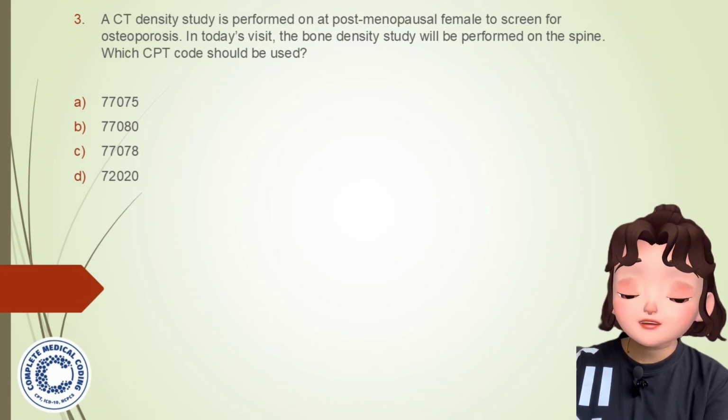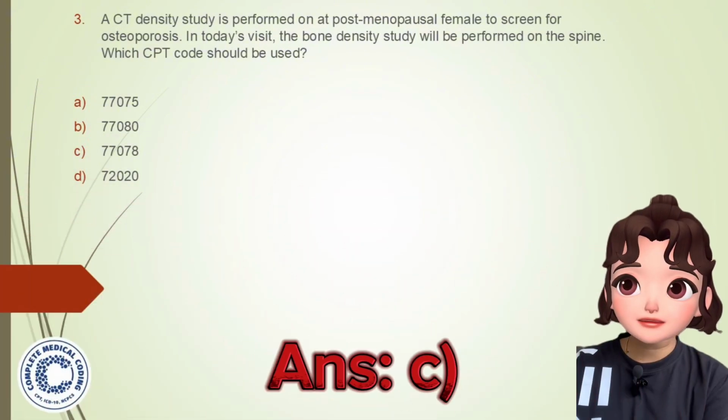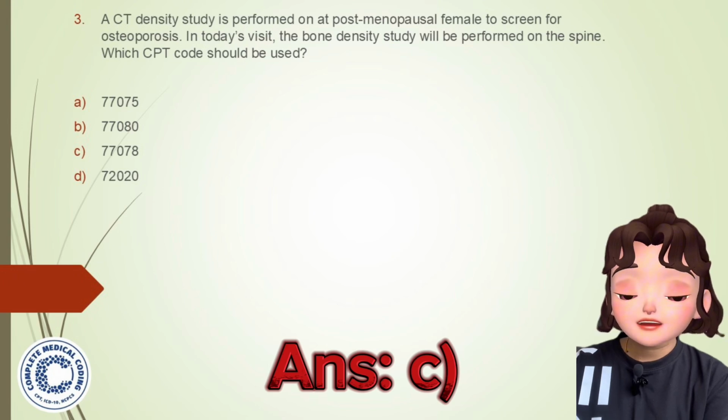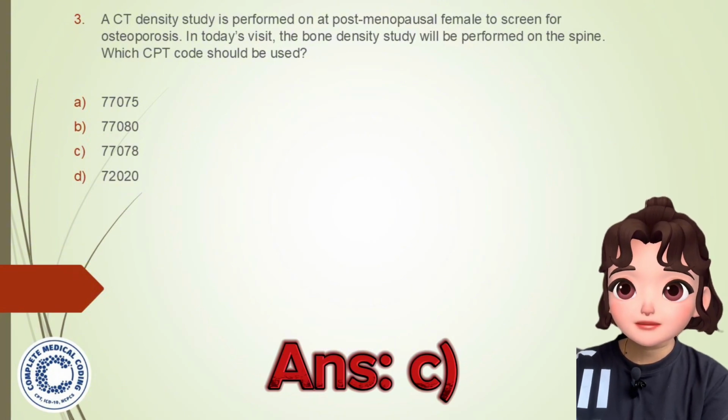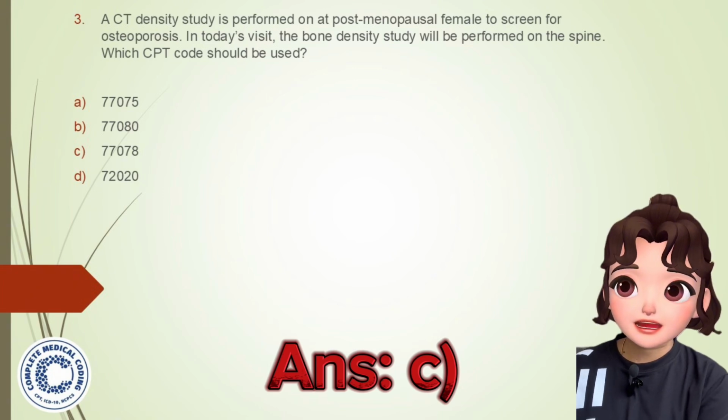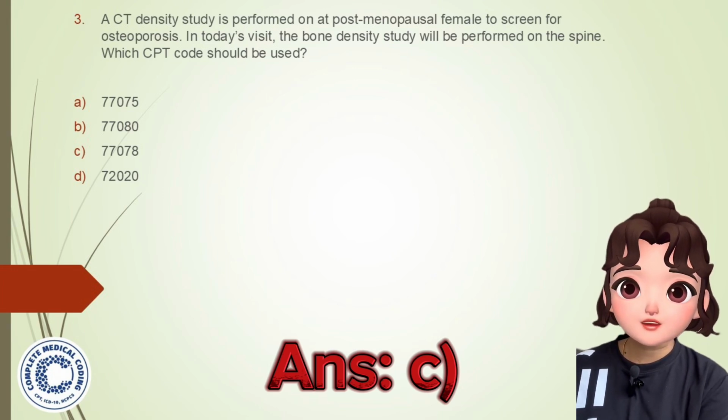CT, computed tomography, bone mineral density study, one or more sites, axial skeleton, example hips, pelvis, spine. Yes, we need the spine. CT bone density study, so this is the correct answer. Answer will be option C, 77078, CT bone density study, one or more sites. That's why it's mentioned in the bracket: example hips, pelvis and spine. So spine. 72020 is just an X-ray, so that's also not correct. So the answer is option C.